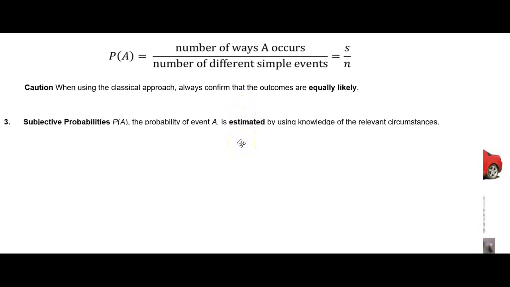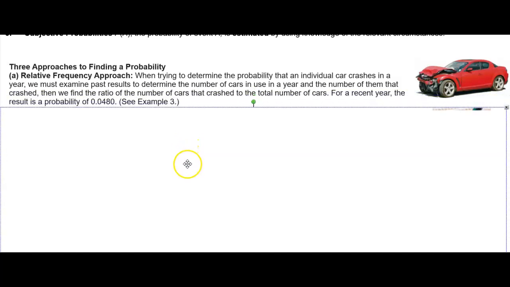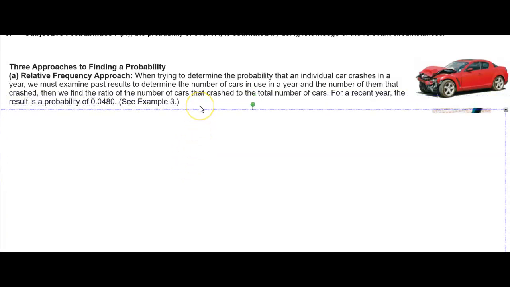The third approach is subjective probabilities. The probability of event A occurring is estimated by using knowledge of relevant circumstances. Now let's take a look at three examples in regards to finding the probability. These are the three approaches to finding the probability.